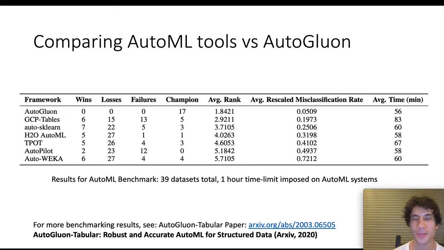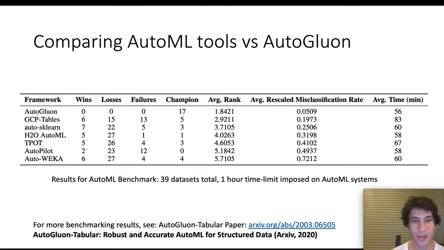Average rescaled misclassification rate measures the error rate on each data set averaged across data sets, with some normalization to ensure data sets where the best models only get 50% accuracy and data sets where the best models get 99% accuracy are equally weighted in this benchmark. And finally, we also just show the average training time, because even though we impose a 1 hour limit on these systems, some of these AutoML systems do not exactly obey that 1 hour time limit.